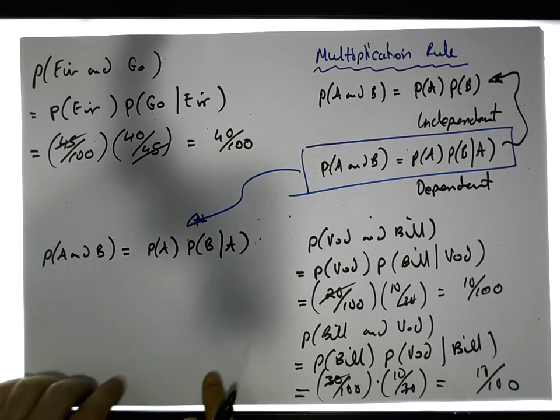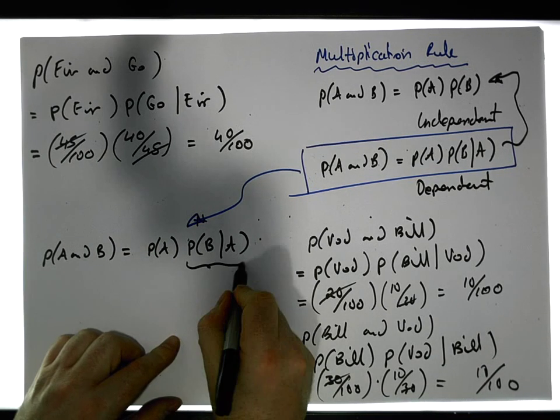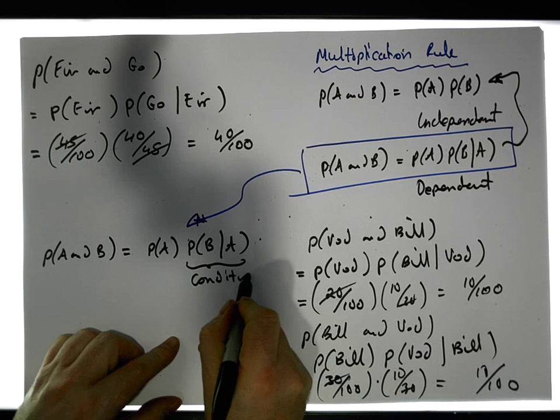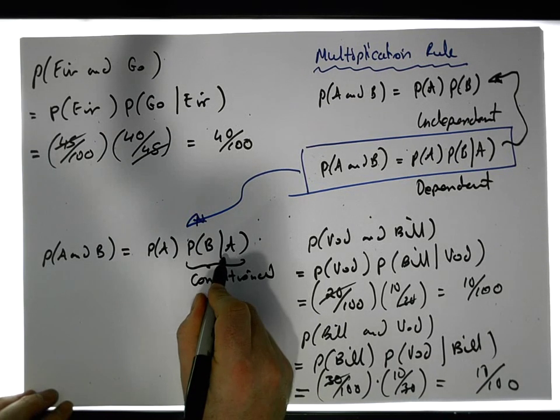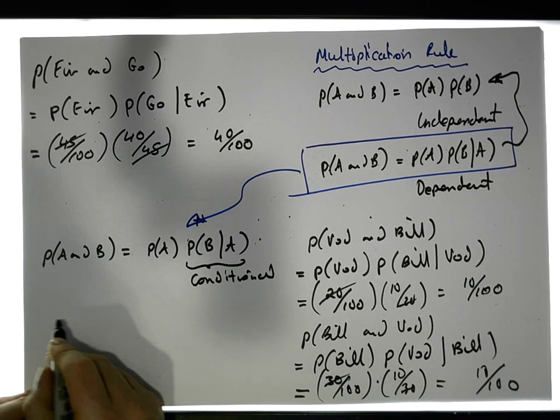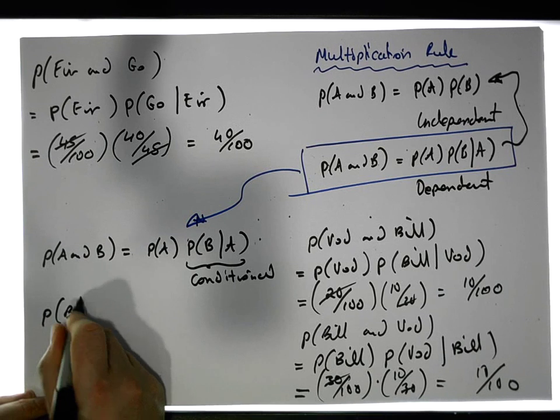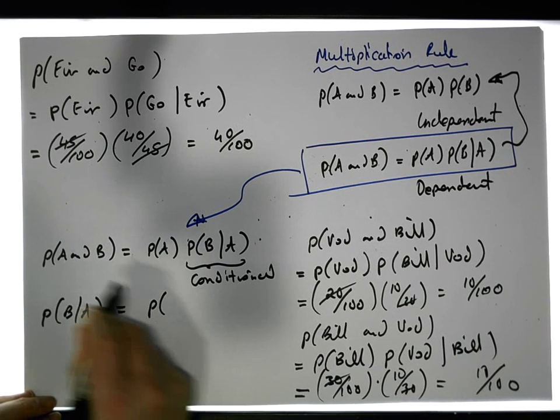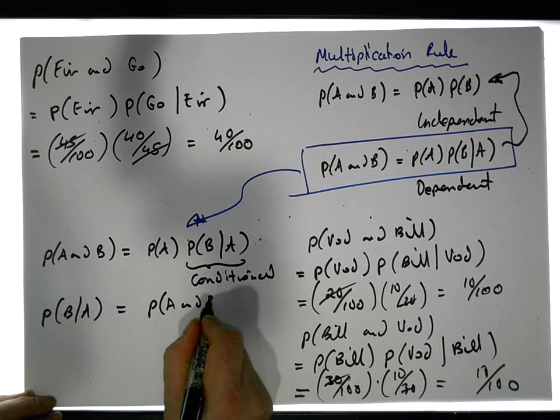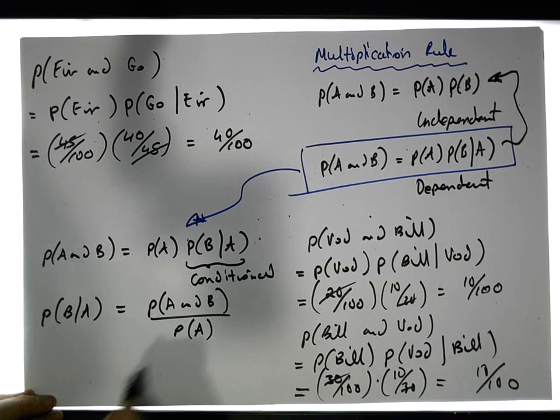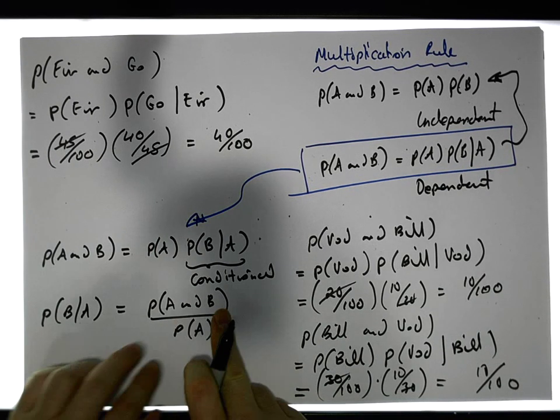So the conditional probability is this term here. The conditional probability of B knowing A is the same as the joint event, the probability of A and B, divided by the probability of A. So this is how we calculate these conditional probabilities.